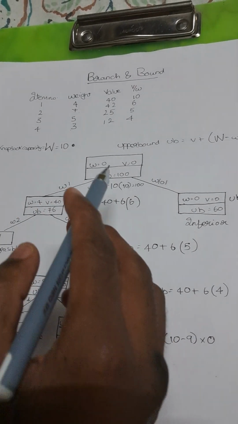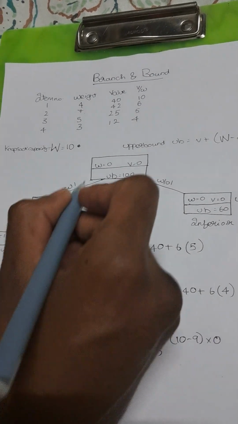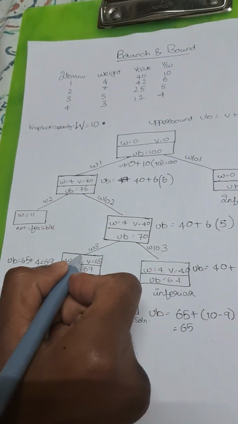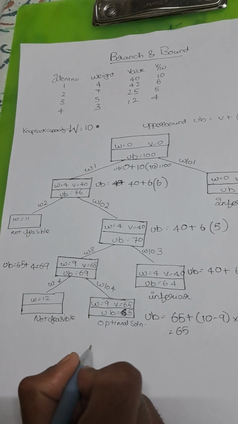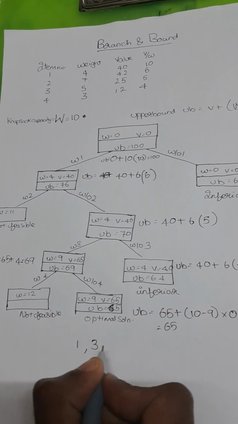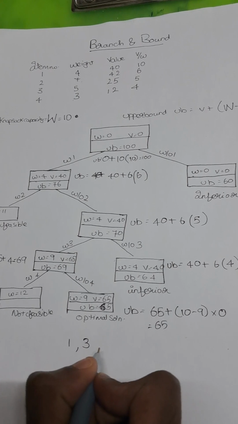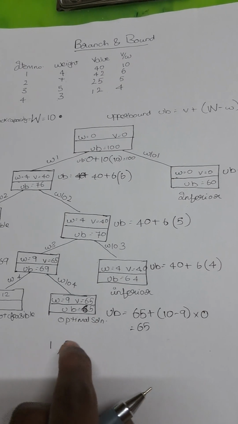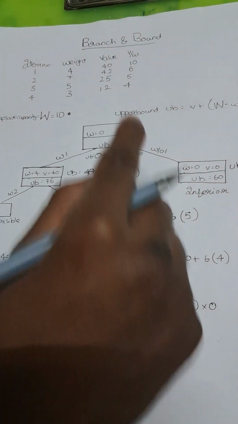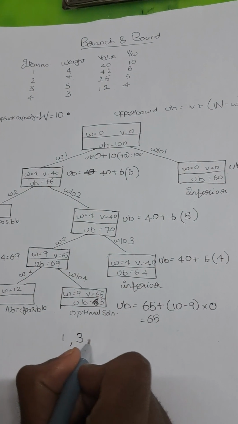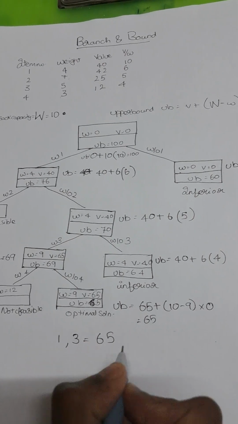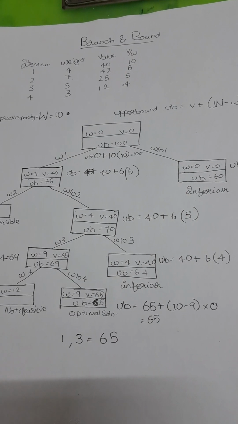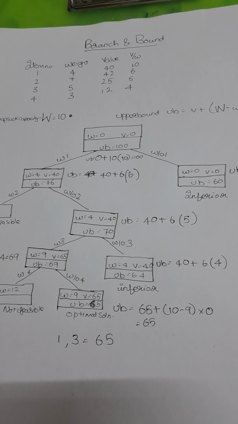So now we have to find the path of how we came here. First we considered without 1, then we ignored 2, we considered 3, and we ignored 4. So 1 and 3 we should put in the knapsack bag to get the optimal solution. The profit we get from this is, we add their values, which is 40 plus 25, 65. 65 is already given here. Now we can verify the solution by using brute force as well.